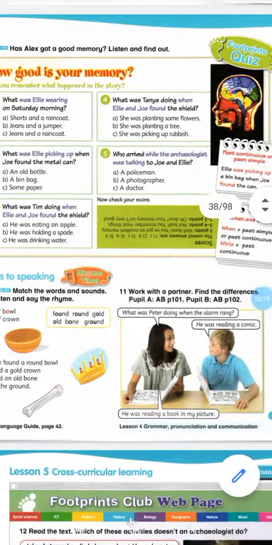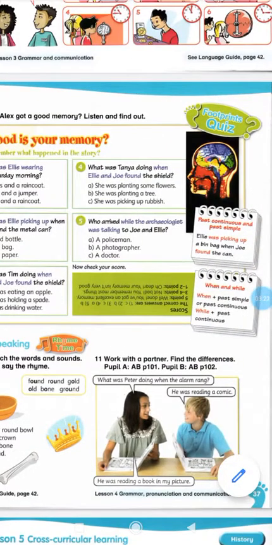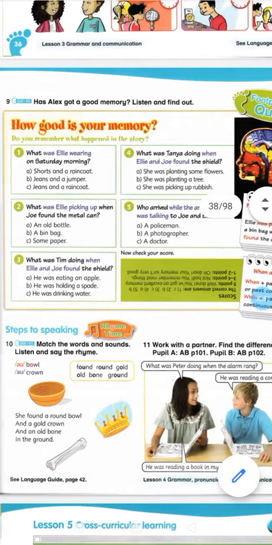Question number 5, as we answered question number 4. Who arrived when the archaeologist was talking to Joe and Ellie? Splendid! Yes. A photographer arrived when the archaeologist was talking to Joe and Ellie. Now, I think that your memory is super good.